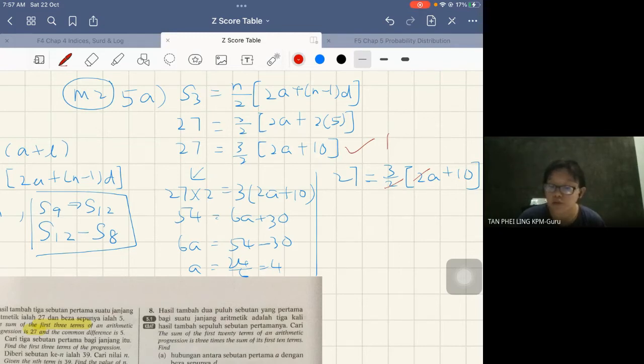Okay, so if you want to do it this way, the best way is 3 over 2. You take out the 2 first so that you are left with a plus 5. If you really want to do it this way, then your 2 and 2 cancel off. Then only you are left with 3a plus 5 equals to 27. Okay, I need to highlight this, because remember that you have to take out the 2 first, so that it's safest that you will always simplify for both 2a and also 10.